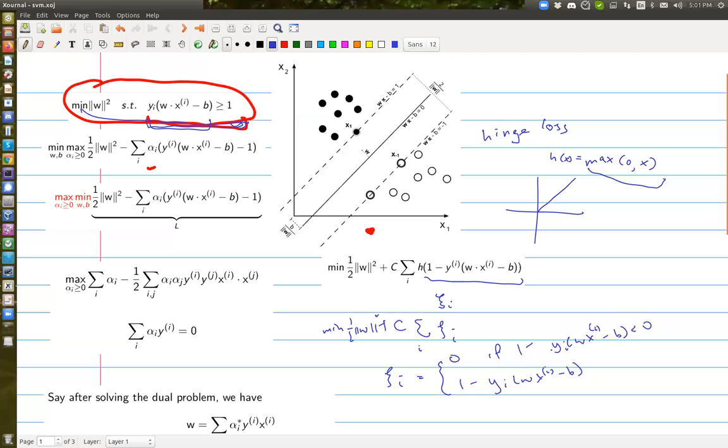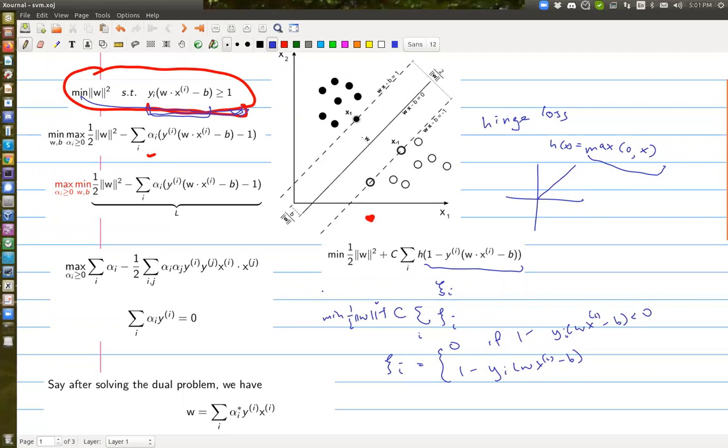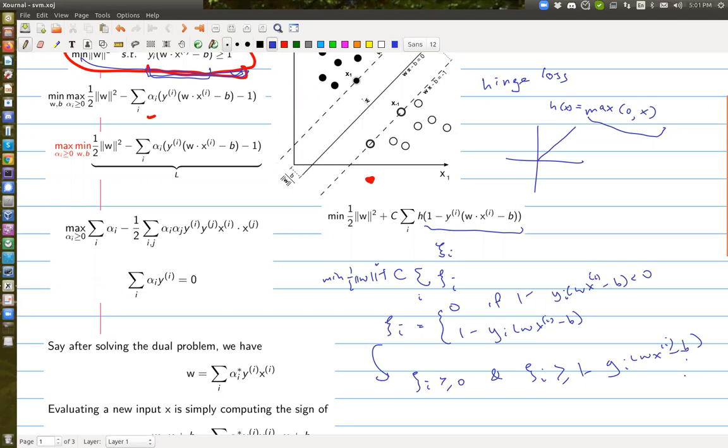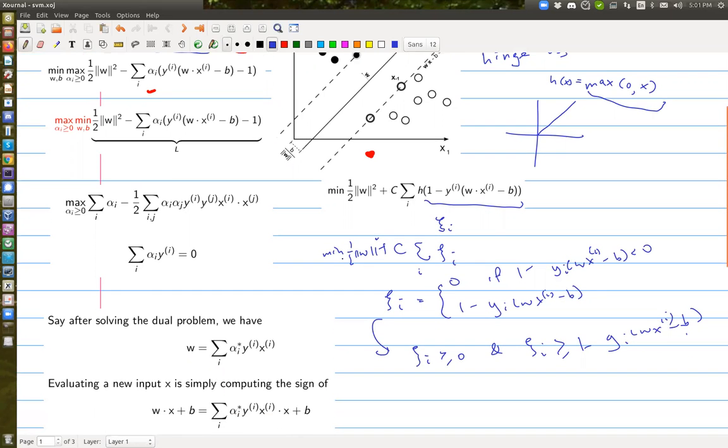Now it doesn't look like it's helping anything. But if I do that, I can change the constraint into ξi bigger than or equal to 0 and ξi bigger than or equal to 1 minus yi(w·xi − b).